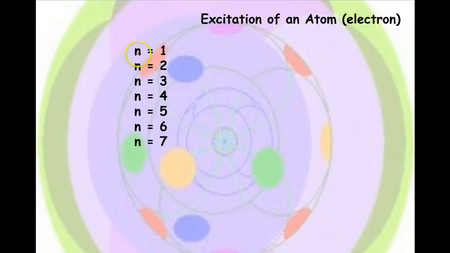So when we say that n is equal to 1, this refers to the first energy level. N is equal to 2, that refers to the second energy level, up to n equals 7, and that is the seventh energy level. So let's take a look at what we mean by the excitation of an atom, or an atom that becomes excited.